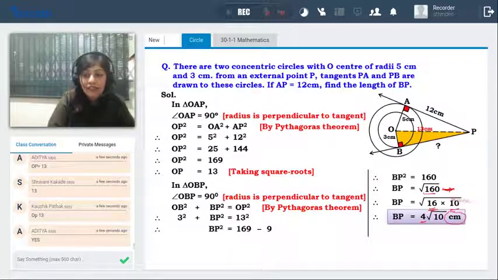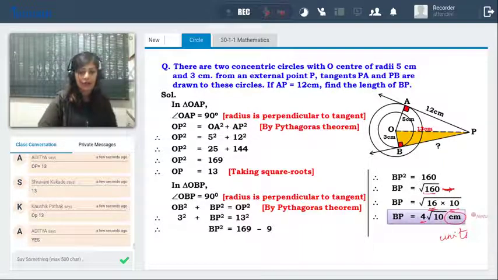Another important thing which students miss out is centimeters, the units. If the unit is given, make sure you write it as centimeters, meters, whatever, or you definitely have to write units. Yes? All right. We move to the next sum.